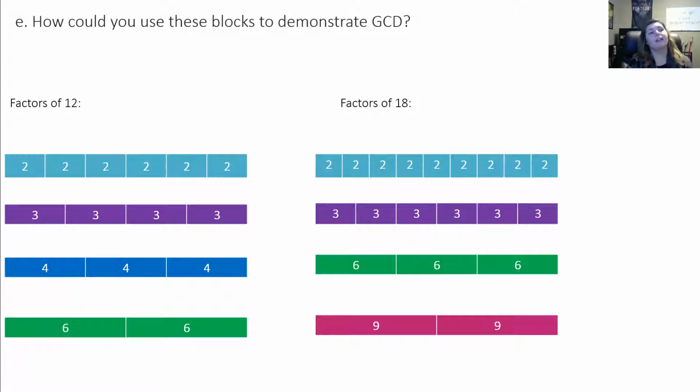Now, you may be thinking, well, what's an easier way? Because looking at those gets kind of confusing. For me personally, I like to see graphs. I like to see things that make sense. So here, let's see, how could we use these blocks to demonstrate GCD, which is greatest common divisor. So we see that 2, 2, 2, 2, 2, and 2 is a factor of 12.